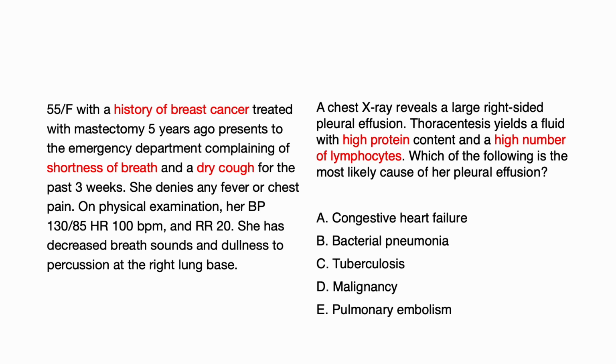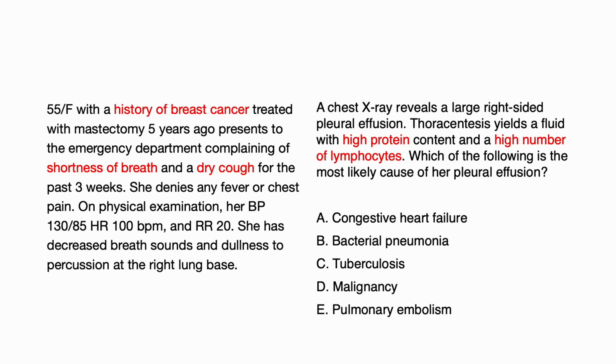CHF, bacterial pneumonia, tuberculosis, malignancy, or PE? The correct answer is D, malignancy. This patient's history of breast cancer, along with a new presentation of unilateral pleural effusion with lymphocytic predominance and a high protein content, strongly suggest a malignant pleural effusion.